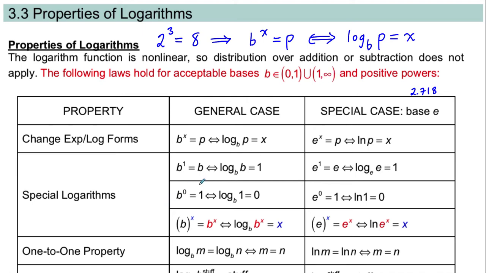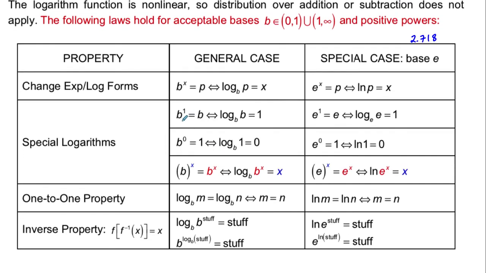So here's just a look at some special logarithms. I'm not going to go through them in great detail because the logarithms can always be converted back into the exponential form. And you might think of the exponential form as your first language and the logarithmic form as your second language. So as long as you know that b to the 1 is equal to b, then you understand that log base b of b is equal to 1 by applying this change of exponential to logarithmic form. Similarly, log base b of 1 is equal to 0 because b to the exponent of 0 equals 1.